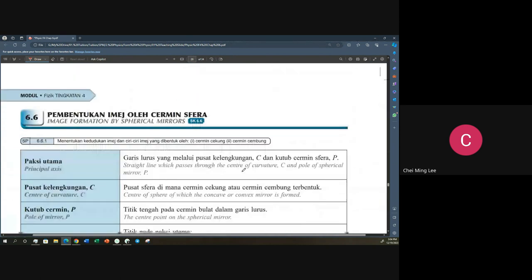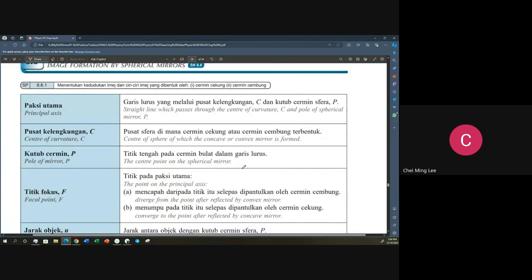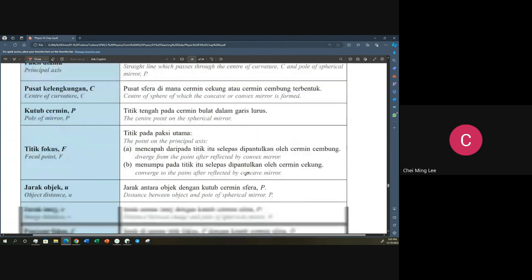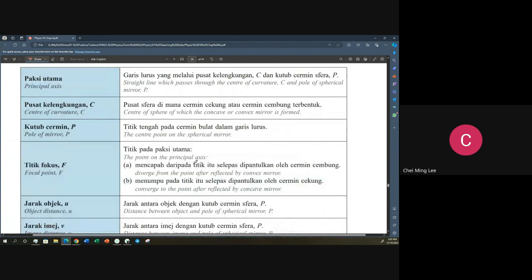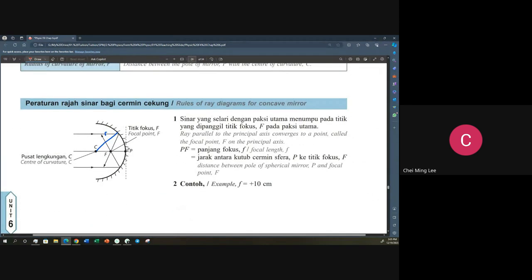All right. So let's see number six. The image formation by the spherical mirrors. All these we already know, except C. C is called the center of curvature, where the center of the sphere, which is a concave or convex mirror, is formed. The pole of the mirror is the center point of the spherical mirror. This one.